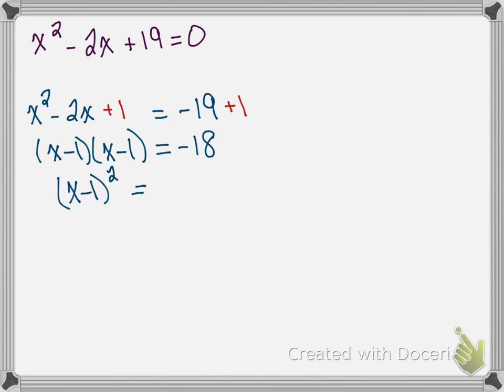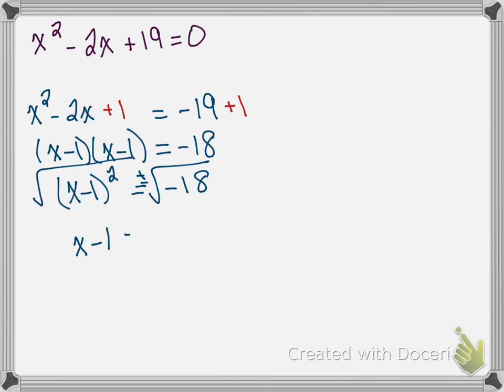That is by design. We want it to be a perfect square trinomial. When we took half of b and squared it, we created it as a perfect square trinomial. That's what we want to happen. Okay, our next step is to take the square root of both sides. So I've got plus or minus the square root of negative 18.